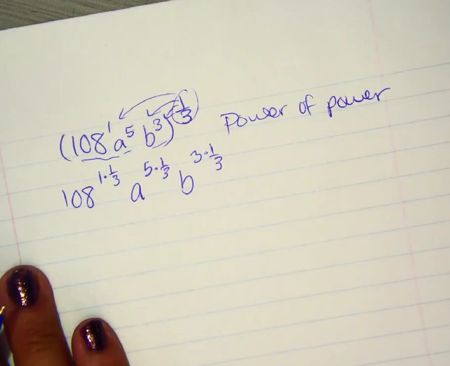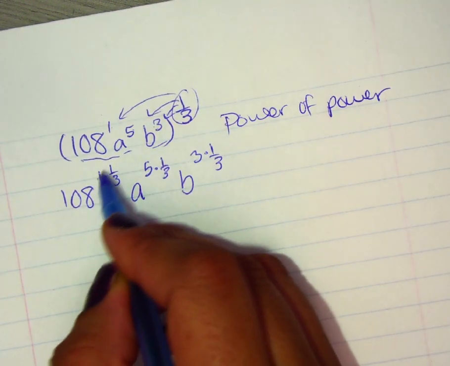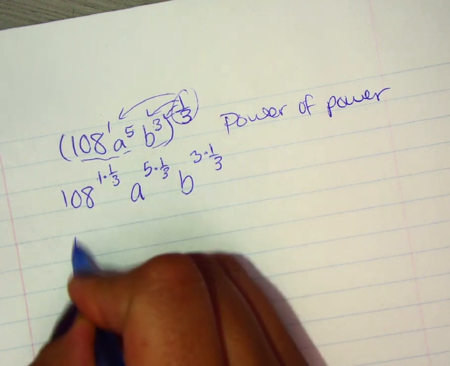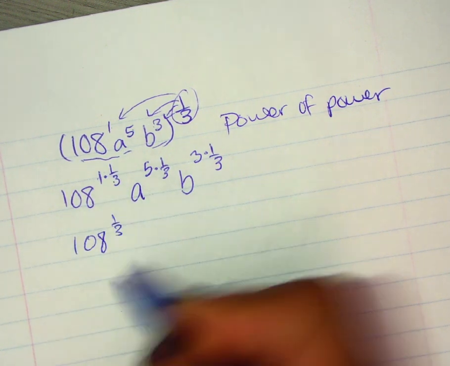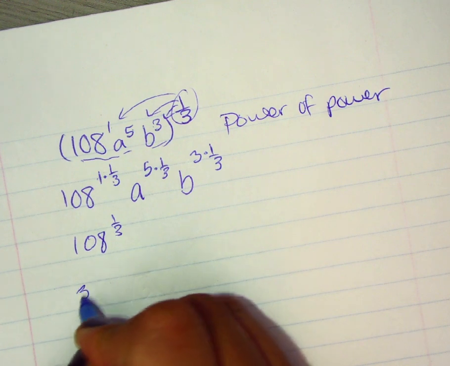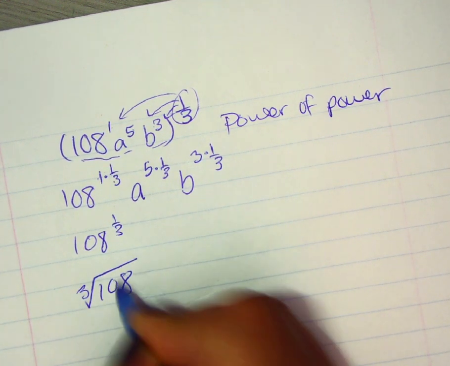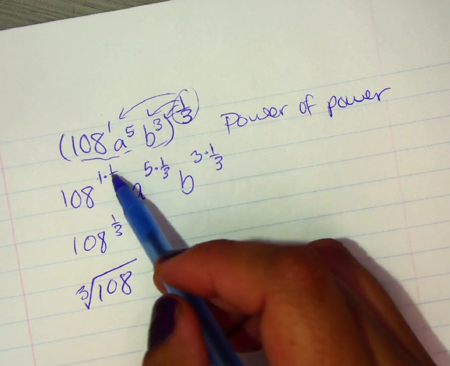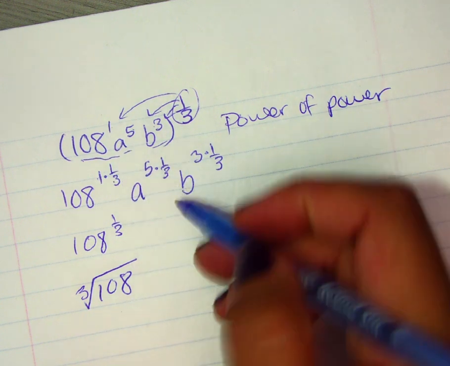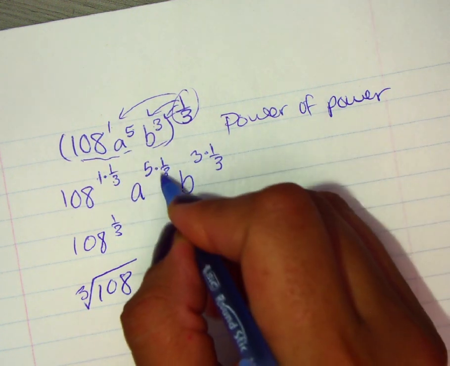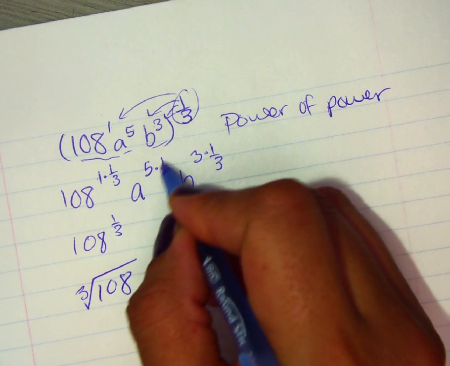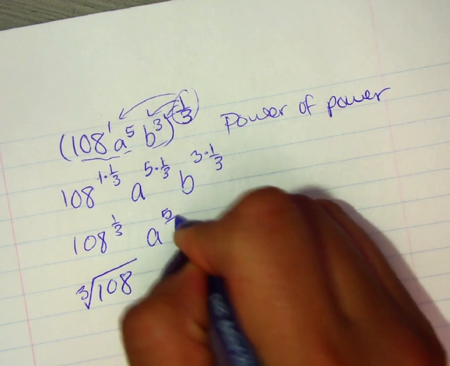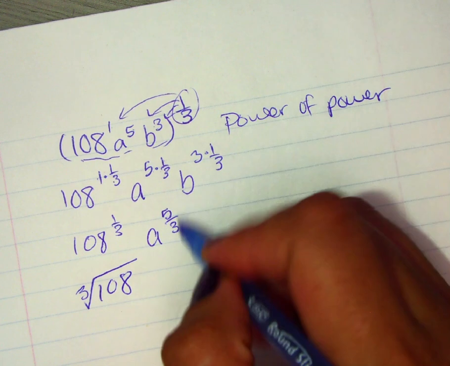When we simplify this, we are going to end up with 1 times 1/3, which is just 1/3. So 108 to the 1/3 power can technically also become cube root of 108. So whichever way it's easier for you, just keep an eye on the 1/3. Here we have 5 times 1/3, so 5 times 1 is 5, 5 divided by 3 is 5/3, which ends up being the fraction for that A.